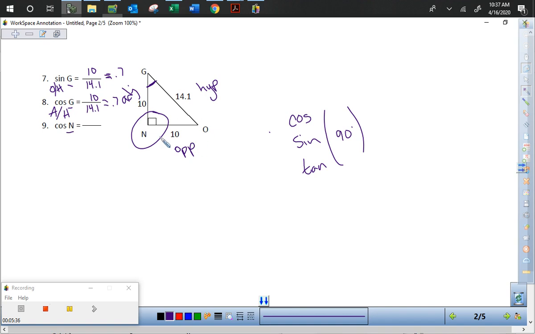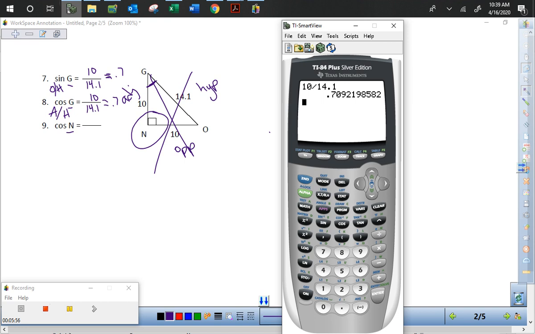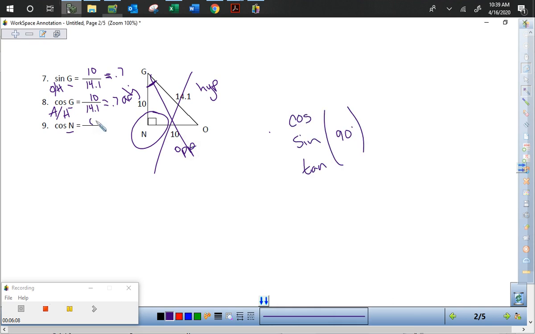Anytime your focus is a right angle, you just type it in your calculator. You don't look at the picture at all, okay? The only options for the sine, cosine, and tangent of a right angle are going to be 0, 1, or undefined, okay? So we're just going to type in cosine of 90, and our answer is 0 for that, okay? So when it's 90, type it in.